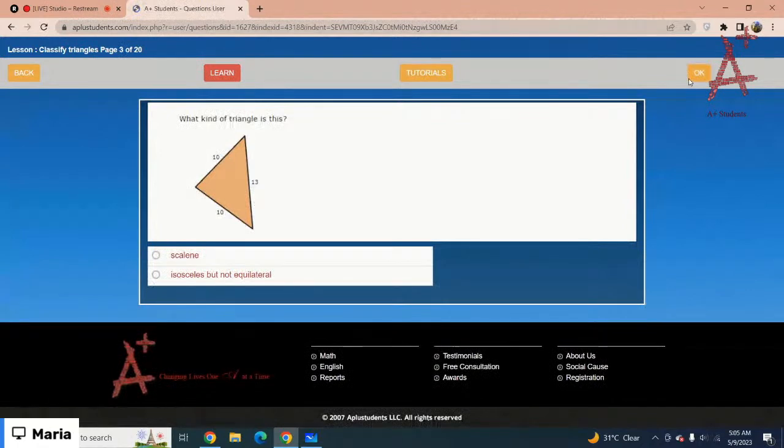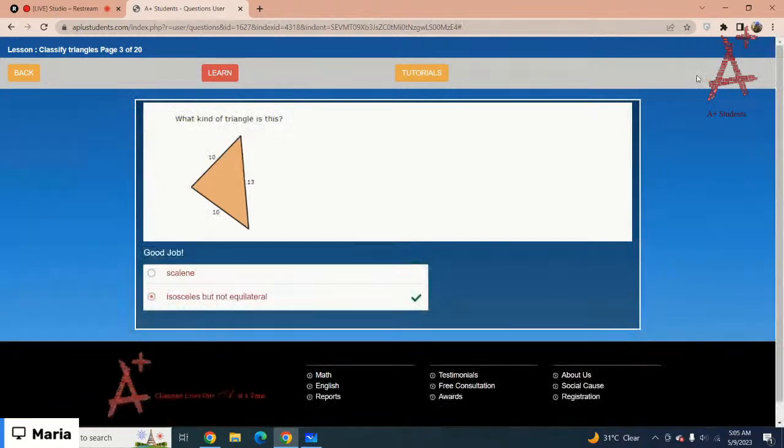Okay, what kind of triangle is this? Scalene, isosceles but not equilateral. So which is the correct option? Equilateral, not quadrilateral, sorry. This is not scalene. That would be an isosceles triangle, but not equilateral. The second option is the correct option. That would be isosceles, but not equilateral. Got it?